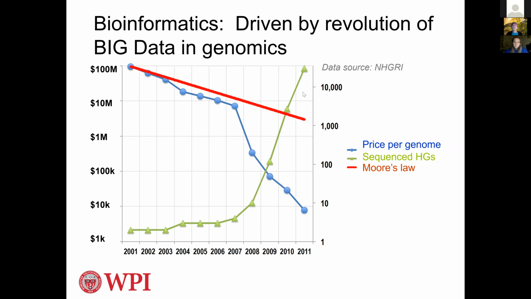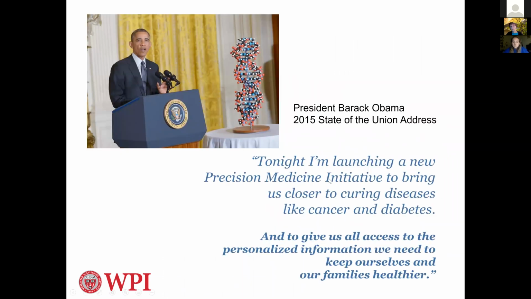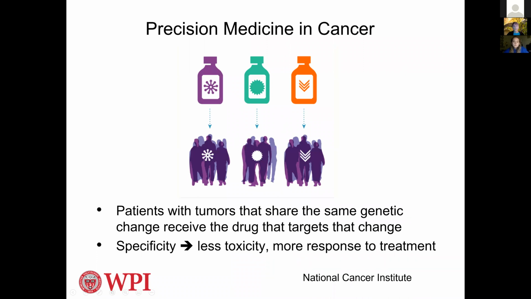So one more concrete example of what you can do with this kind of sequence is the Precision Medicine Initiative, which was launched by President Obama back in 2015. The idea with that, I'll just show you by an example in cancer. If you can sequence lots of different types of cancers and figure out whether there are some genetic causes to these cancers that are in common, then patients with tumors that share the same genetic change can receive a drug that targets that change.